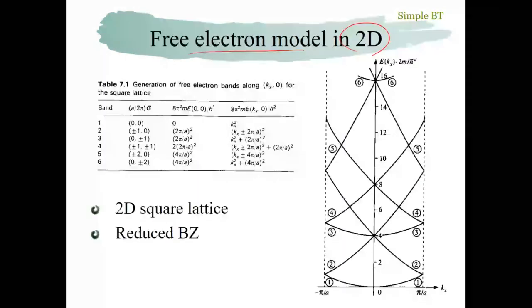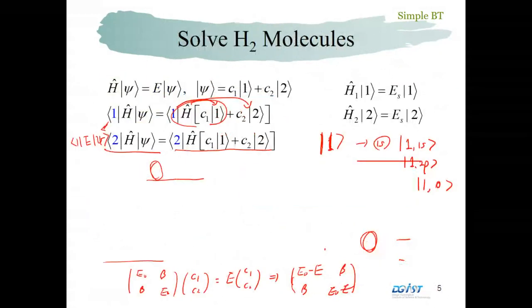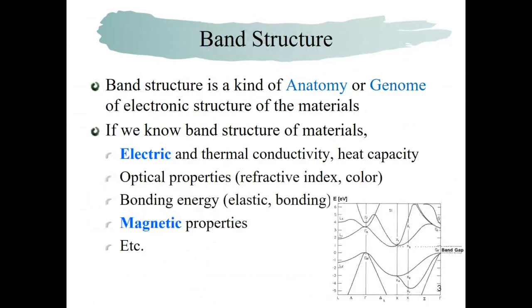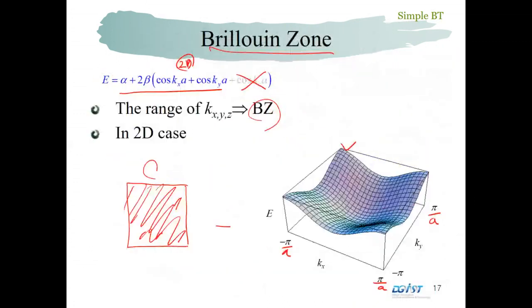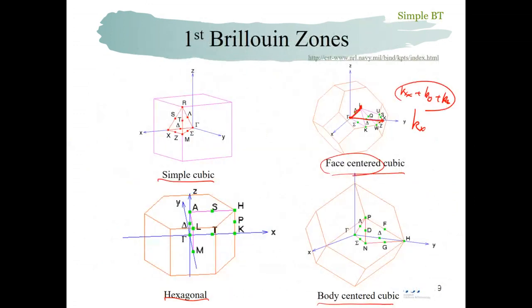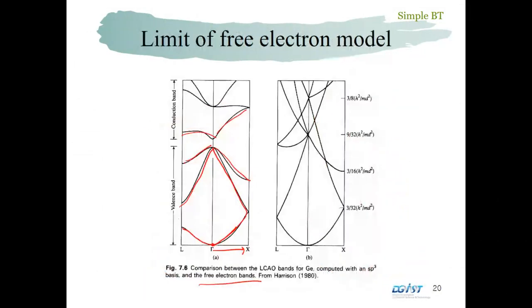So let's try to draw some previous example. Those are gamma to X along the delta line, gamma to L along the lambda line, and also from the X point to the K point and the gamma point again. Okay, so match it with those symmetry lines. We can match up those band structures with this convention of names. Okay.